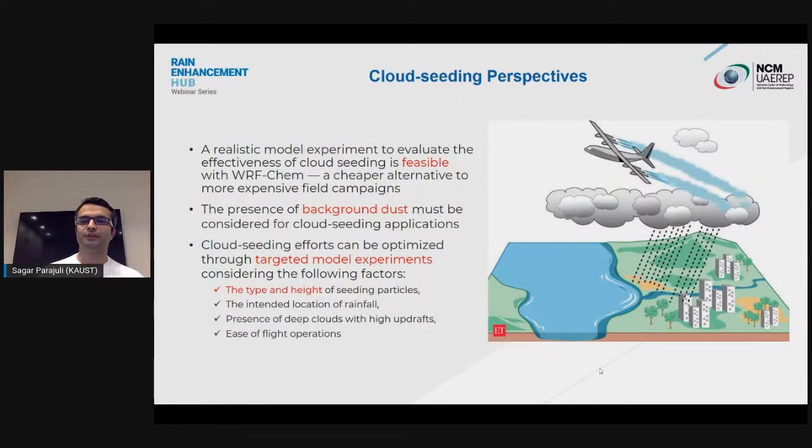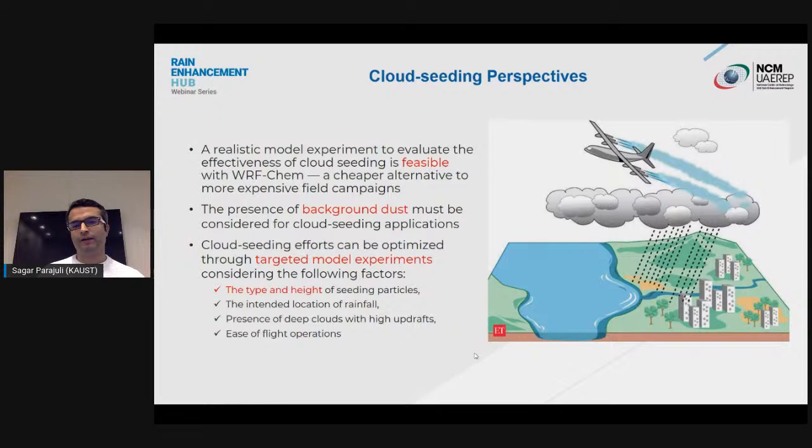So our simulations using WRF-Chem show that it is possible to conduct a realistic model experiment to evaluate the effectiveness of cloud seeding, and with WRF-Chem, it can be a cheaper alternative to more expensive field campaigns. And another important thing that we found is that the presence of background dust is very important to be considered for cloud seeding applications, because we saw that after a certain point, the cloud condensation nuclei concentration had not much effect on rainfall.